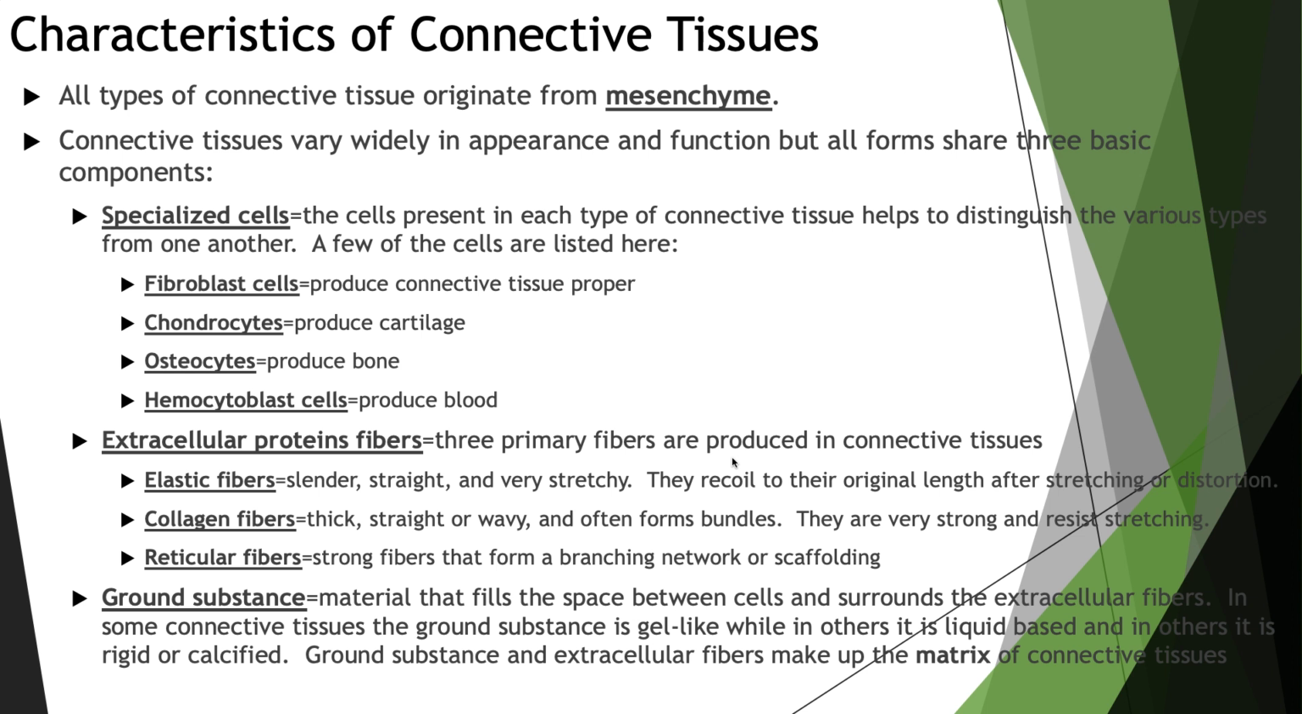And then you have reticular fibers, which are strong branching networks or scaffolding. If you think of scaffolding on the side of a building, it's there to be strong and provide support. And then they also have something called ground substance, and it's essentially a material that fills the space in between the cells.